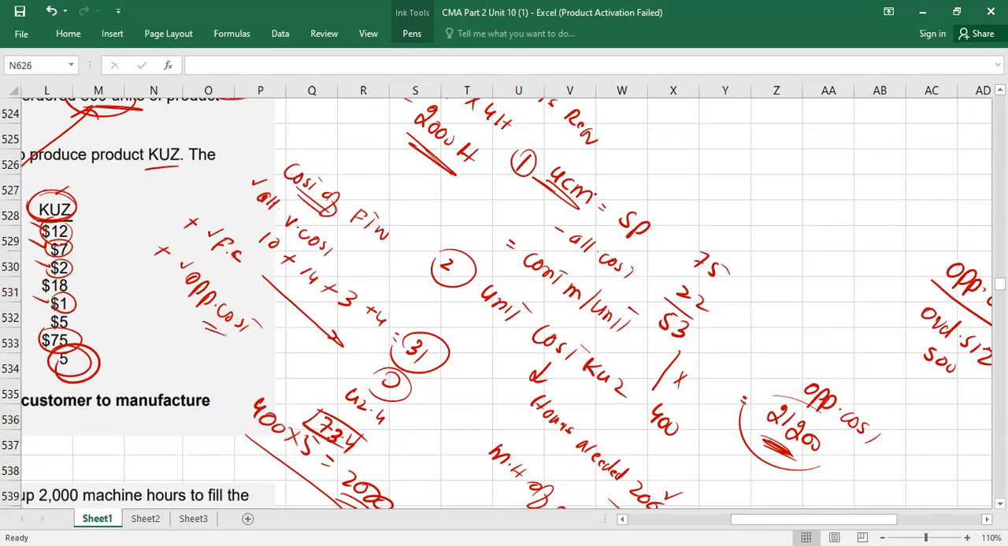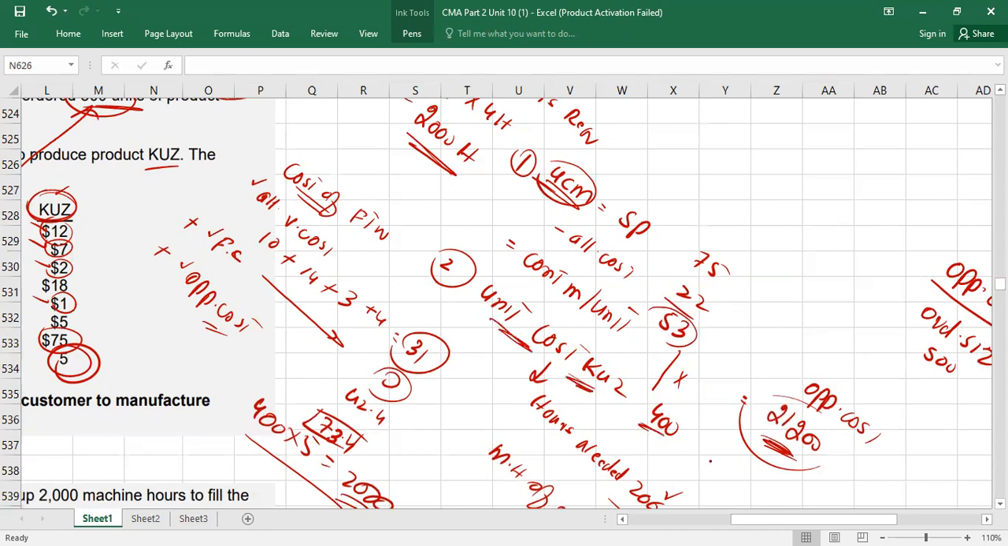First, calculate the unit contribution margin for the old product which you are going to stop. And what is unit contribution margin? Take sale price less variable cost. This unit contribution margin you have to multiply with the unit lost of the old product.